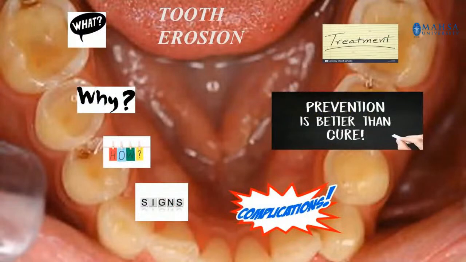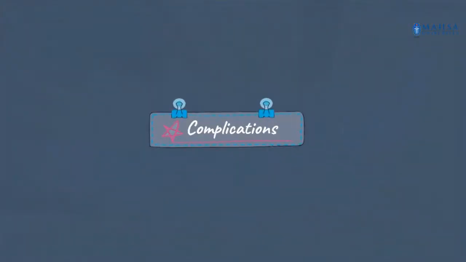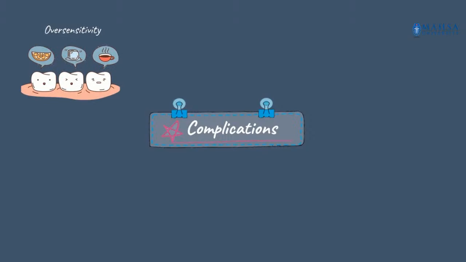As we all know, if we leave something faulty untreated, it will lead to complications. There are several complications of dental erosion. The first complication is oversensitivity, where teeth respond quickly towards stimulus such as hot, cold, sweet, and sour. This happens because the outer layer of teeth, which is the enamel, has already worn or the root is exposed.